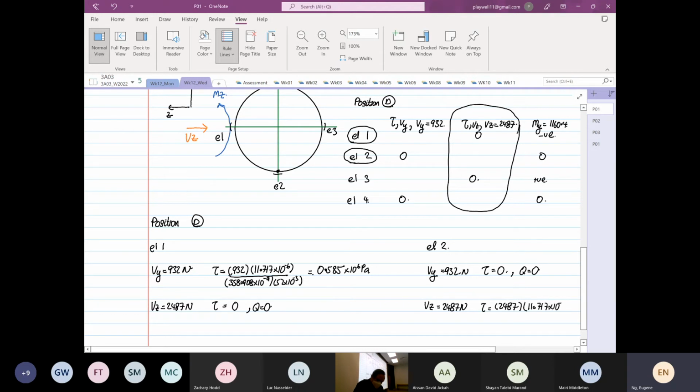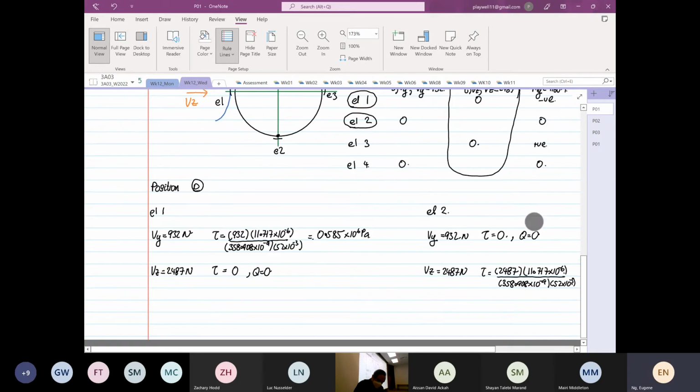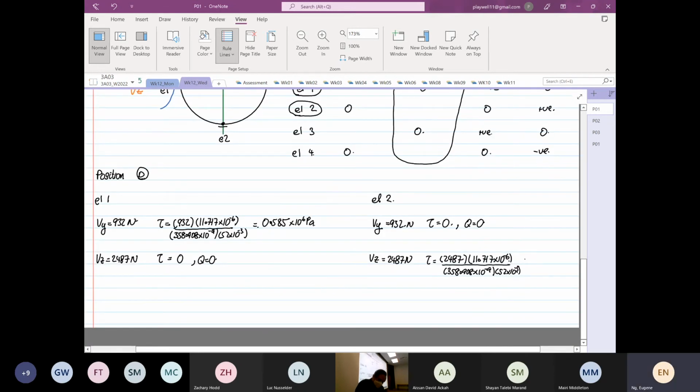Okay, so it's 11.717 times 10 to the power minus 6. I've just calculated the coefficient. Then 358.908 times 10 to the power minus 9, and then it's 52 times 10 to the power minus 3. Okay. So this will make up to be 2487 times 11.717 power minus 6 divided by 358.908 power minus 9 divided by 52 power minus 3, which is equal to 1.561 megapascal.